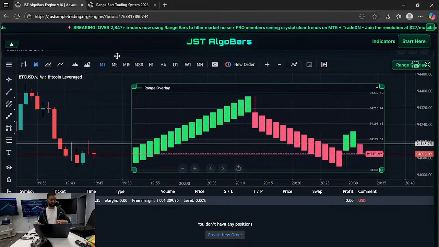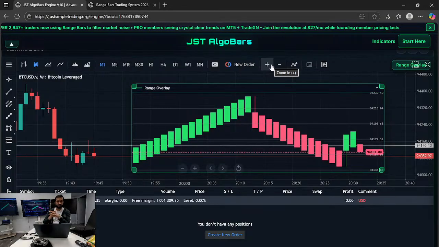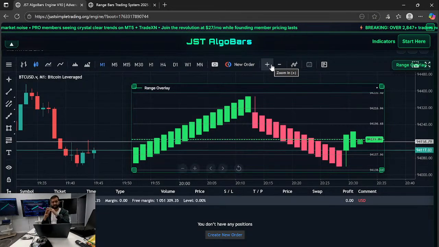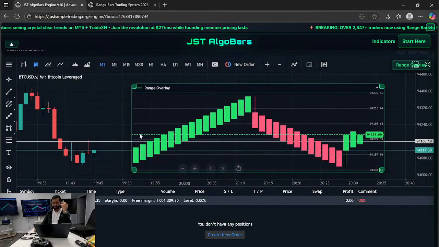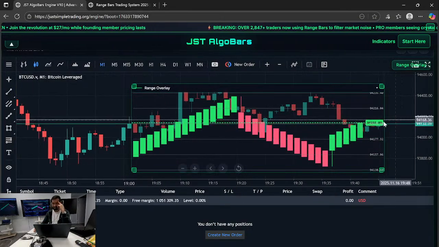Let's get started. Today we're going to be going over exactly how to use the range bar overlay on MetaTrader, because it's such a crazy feature, such a crazy function, and I'm going to show you guys exactly how it works.